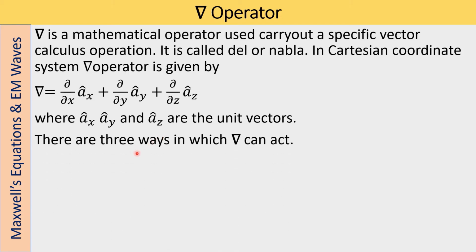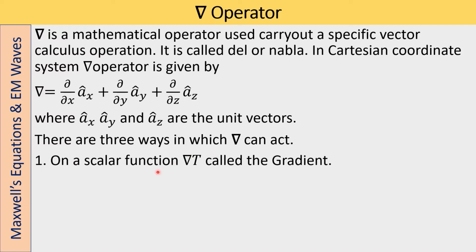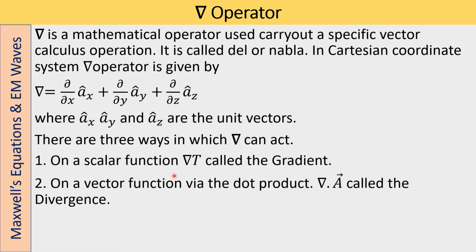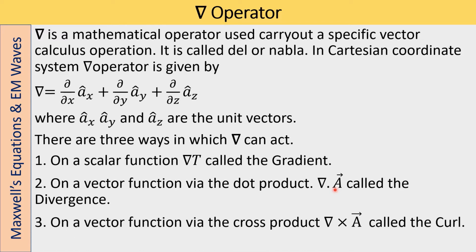There are three ways in which del can act. One is on a scalar function, del T, which is called the gradient. On a vector function via the dot product or the cross product. Via the dot product we have del dot A, called the divergence. And on a vector function via the cross product it gives del cross A, called the curl. Now we will discuss gradient, divergence and curl separately.